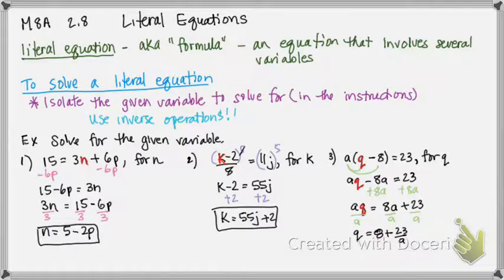Crazy, huh? All right, I'm going to show you a secondary way I would have solved this. We have a times q minus 8 equals 23. Instead of distributing first, what if I divided first by that factor out in front? What if I divided both sides by a? That would give me q minus 8 equals 23 over a. And then I would just add 8 to both sides to get the q by itself.